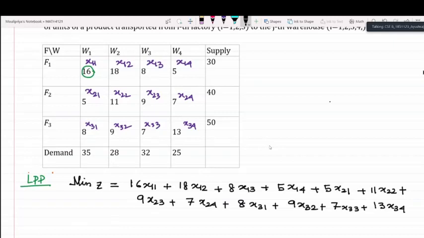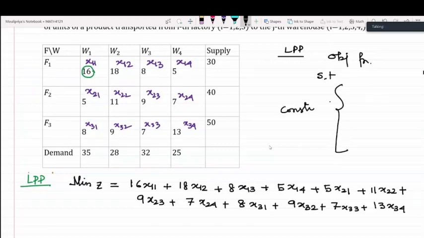Yes. Fantastic. So as we know the structure of a linear programming problem, first we have the objective function, then we have a set of constraints. So what are the constraints in this case?